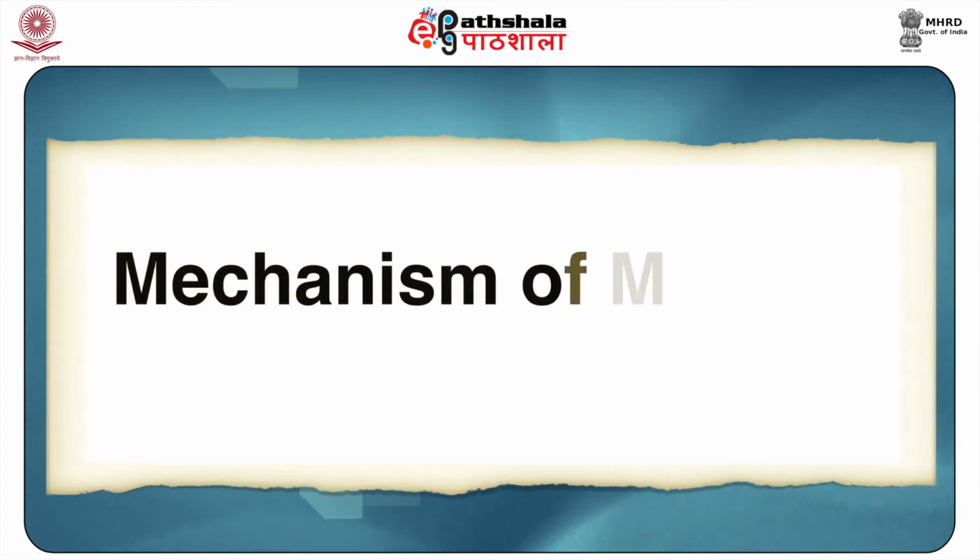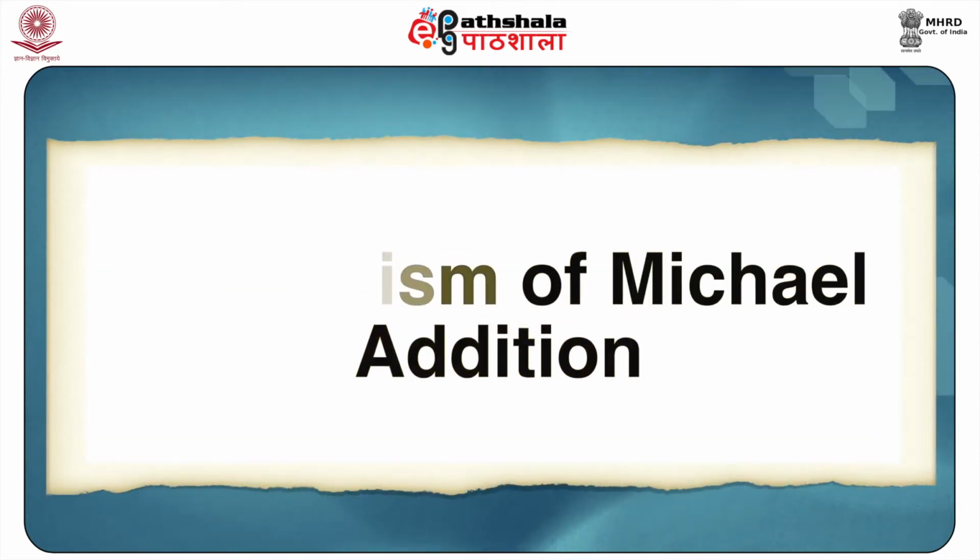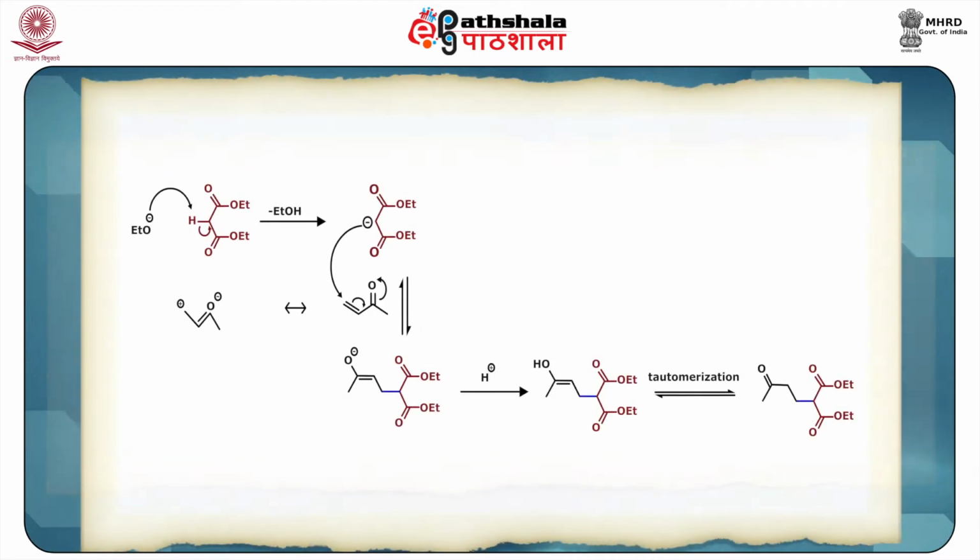Now, let us try to understand the mechanism of Michael addition, as shown here. In the first step we have taken diethyl malonate as the example. When the ethoxide ion attacks as the base, it takes one of the protons of this active methylene group, and in turn there is formation of this carbanion.